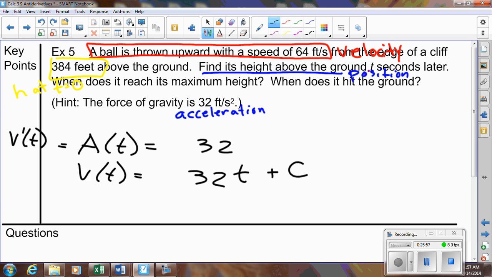Okay, but we are fortunate to know the ball is thrown upward with a speed of 64. That tells us at a time of 0, when the ball is initially thrown, velocity is 64. So if we plug in time of 0 and the overall velocity is 64, what does that tell you about c? C is 64. So we will come back and now say 32t plus 64.